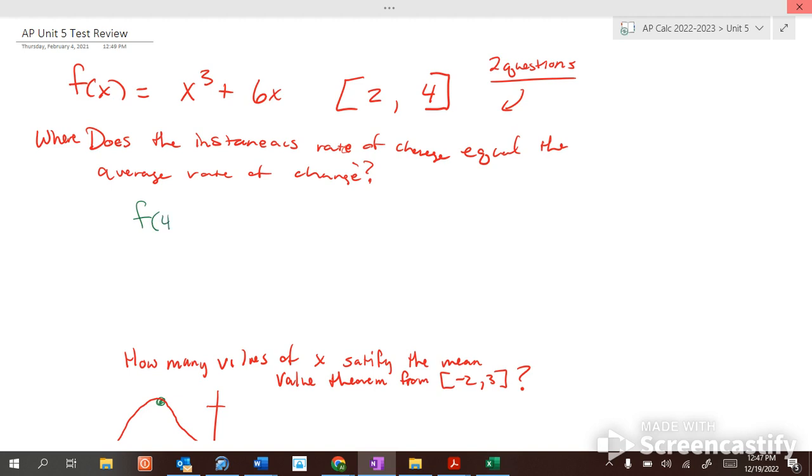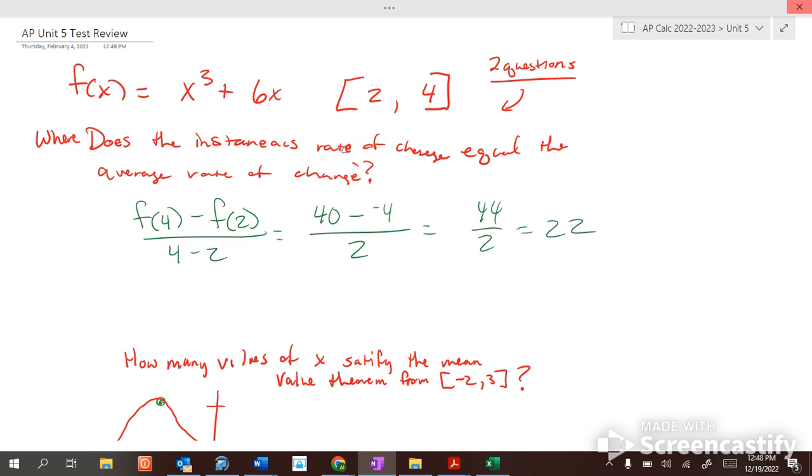f of 4 minus f of 2 over 4 minus 2. What's f of 4? 64 minus 24 is 40, minus f of 2, 8 minus, is it 12? 44 over 2, which is 22.